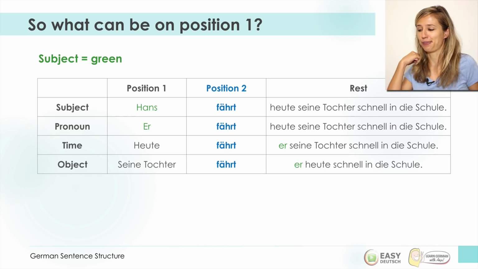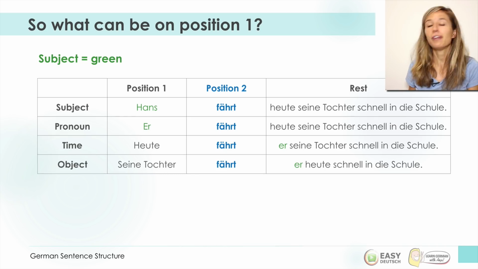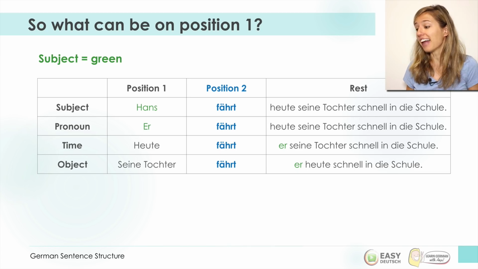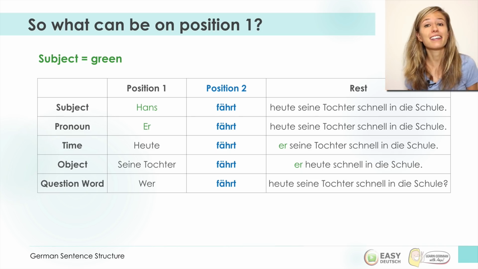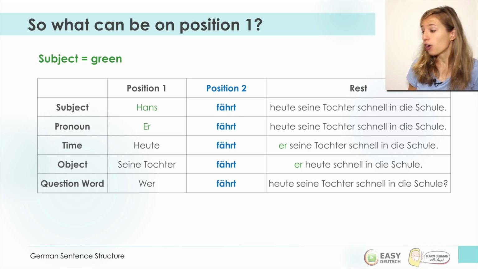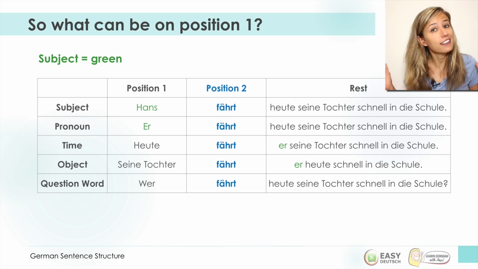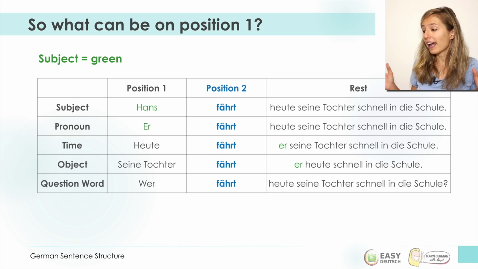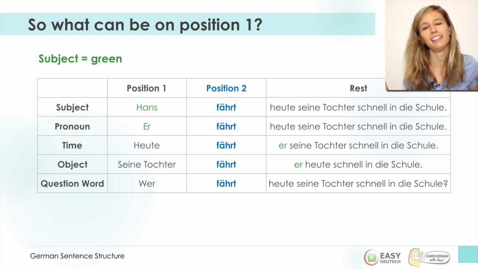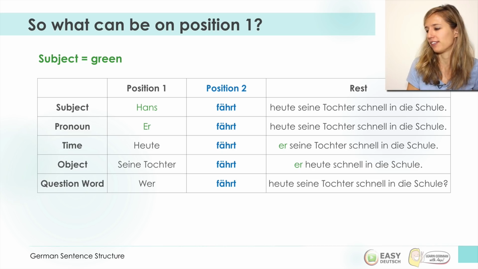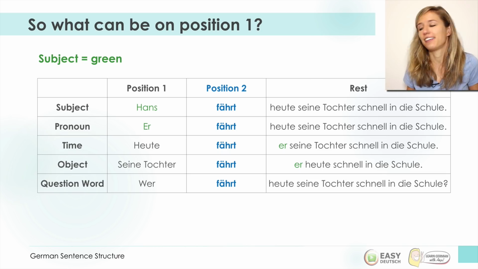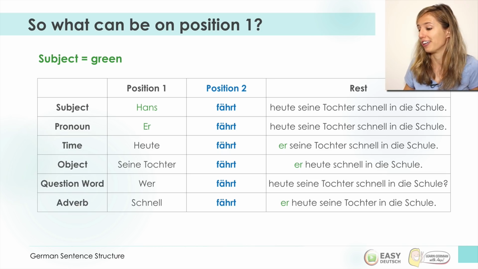What else can be in the first position? Seine Tochter. As we've seen before, Deutsch could be in the first position. Seine Tochter can also be there. Seine Tochter fährt er heute schnell in die Schule. The next word, question word, ein Fragewort. Wer fährt heute seine Tochter schnell in die Schule? Who drives his daughter today quickly to school? Hans would be the answer, yeah? Hans drives his daughter quickly to school. So wer, this means who, can also be in the first position.